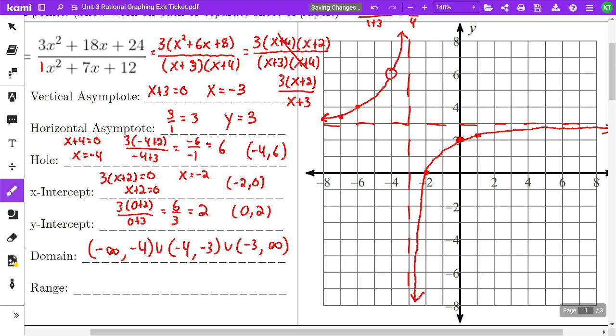And I'll do the same thing for my range now. Start from negative infinity on the bottom. Go up. I will first hit my horizontal asymptote at y equals 3. So negative infinity to 3, union, 3 comma, then I'll get to my hole at y equals 6. So I'll have 3 to 6, union, 6 comma infinity. And so that's how we would finish graphing number 1A.